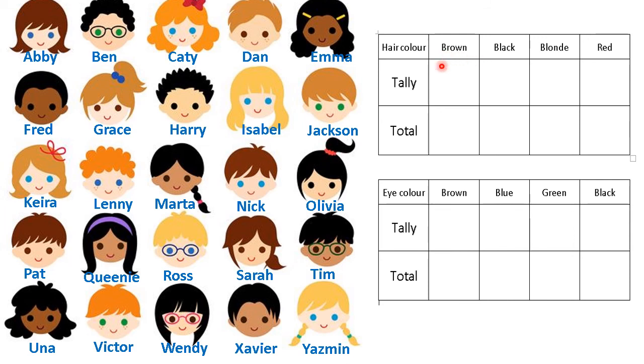Let's take a look at an example. Let's tally brown hair. Tally. 1 would be like this. 2 would be like this. 3, 4, and 5. This is just an example, of course.